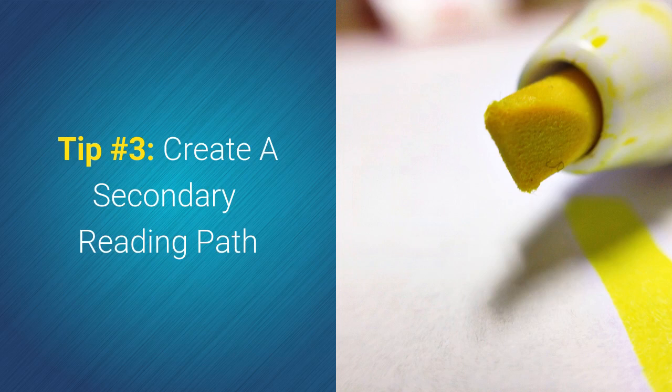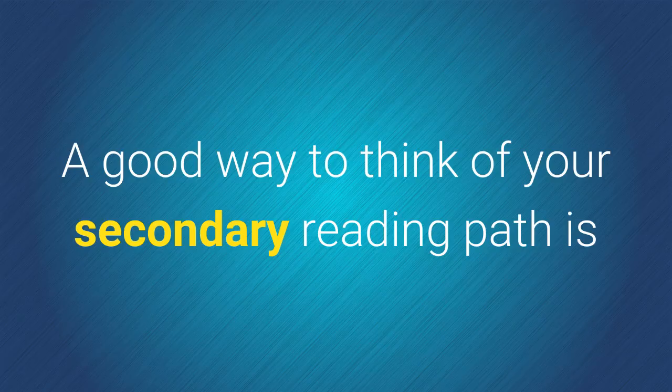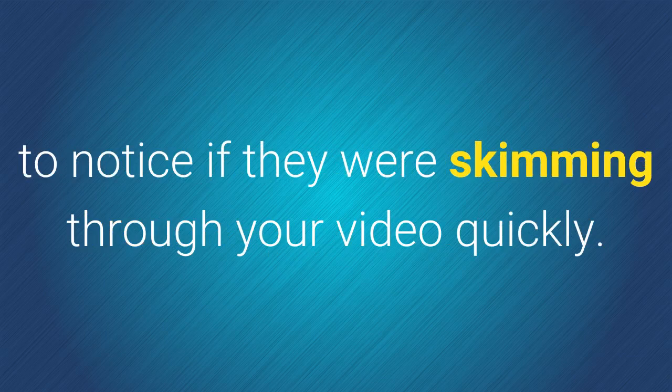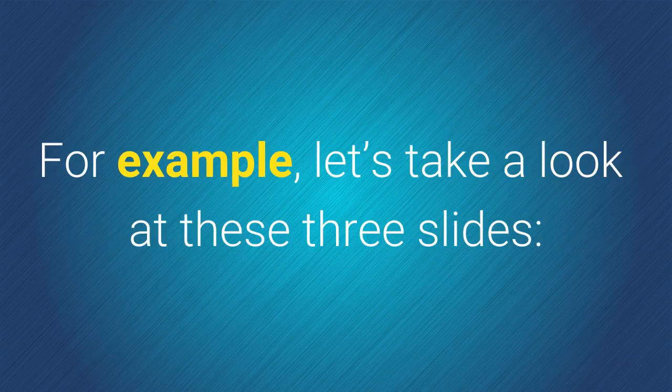Tip number 3. Create a secondary reading path. A good way to think of your secondary reading path is that it highlights the key words you'd want your audience to notice if they were skimming through your video quickly. For example, let's take a look at these 3 slides.